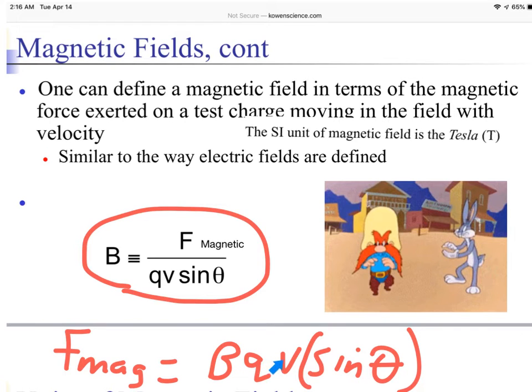Your V is your velocity. Many times they will give you the velocity in kilometers per hour, and you will need to convert this over to meters per second. And then you will be given an angle, and so you would have to take the sine of that angle.